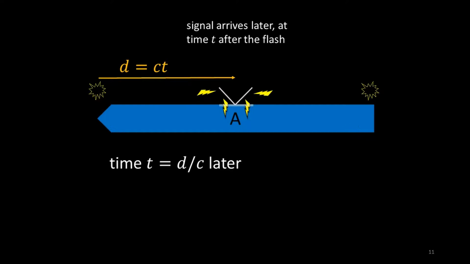Recall that according to the second postulate, the speed of light is constant in his inertial frame. The signal travels a distance d, so the travel time is t equals d divided by c. Therefore, if he sees a signal in the mirror now, he knows that the flash that created it occurred at time t earlier. Let's now consider the case of A shown in this diagram, in which he receives two signals simultaneously, which means at the same time.